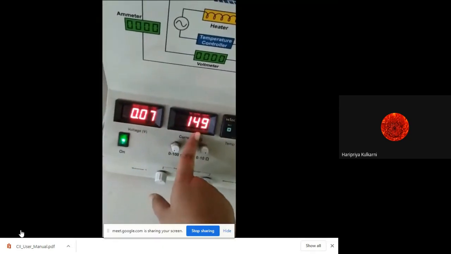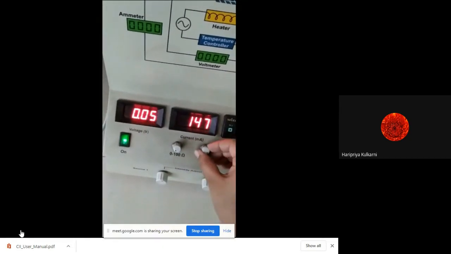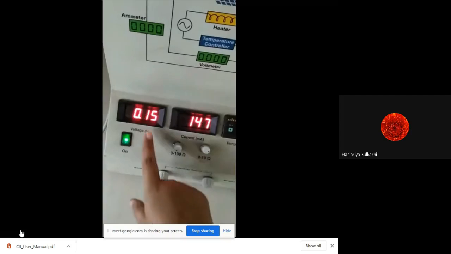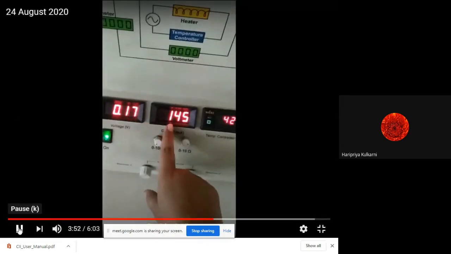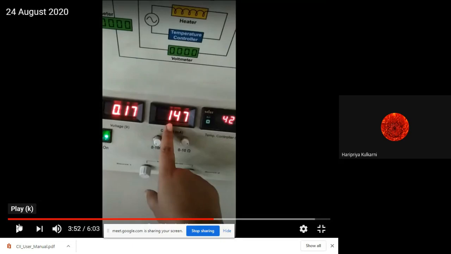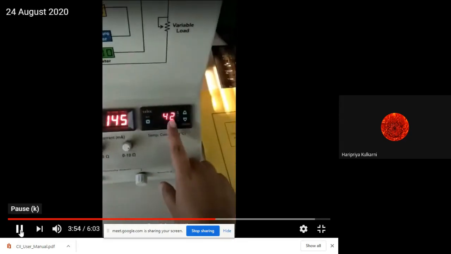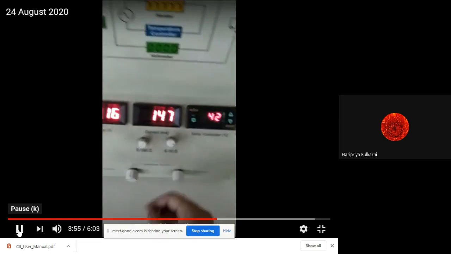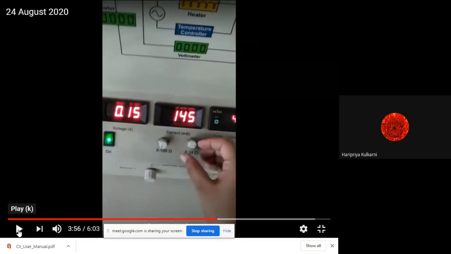Now voltage is minimum, current is maximum. This is ISC. So one by one we will start. Take down the first reading, 0.17 volt, 147 milliampere. Now see, temperature is 42. So you can have this table with temperature of 42, which is a C part.